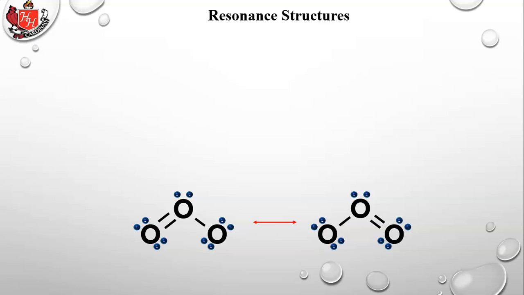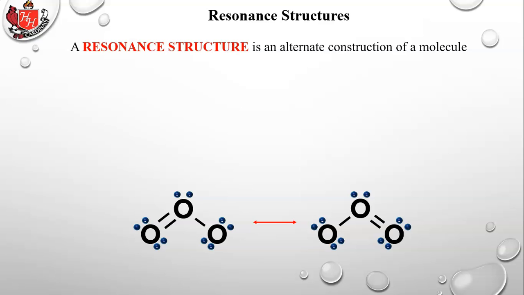Okay, now we're going to get on to a subject we didn't get to in class. It's called resonance structures. It's not a real hard subject. It just has to do with molecules that can form 2 different configurations. Not incorrect configurations like we saw with carbon dioxide, but actually 2 valid different configurations. So a resonance structure is an alternate construction of a molecule.